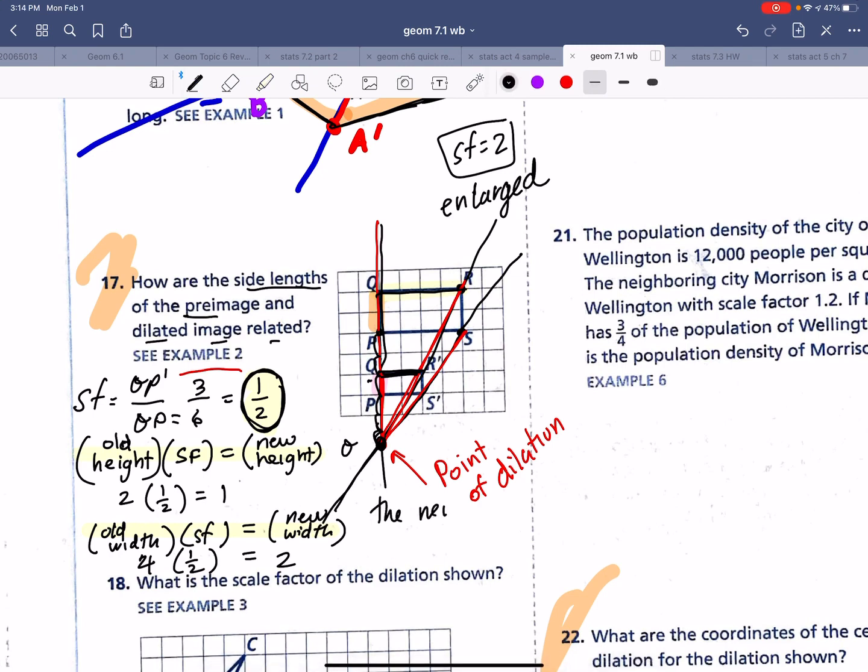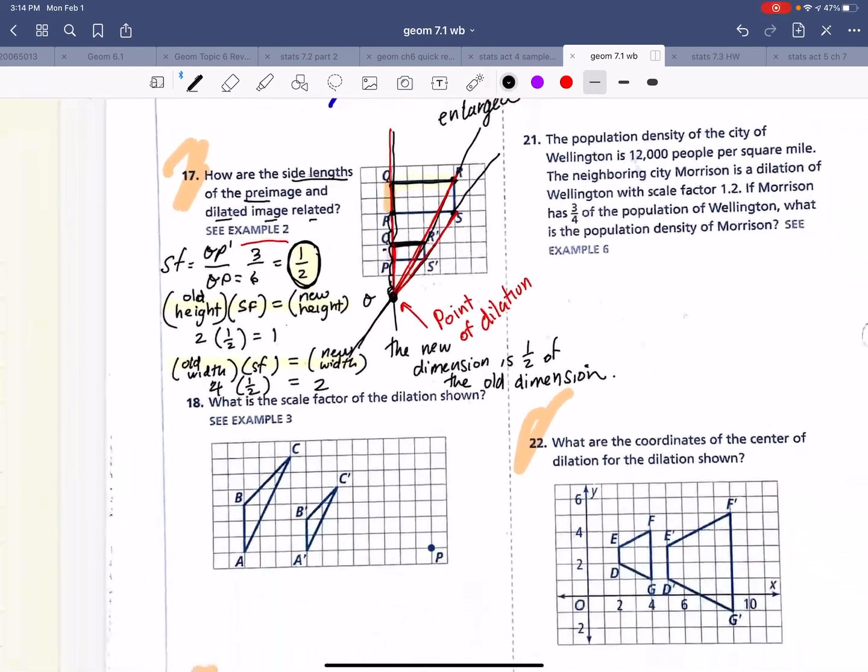The new dimension is half of the old dimension. Cool.